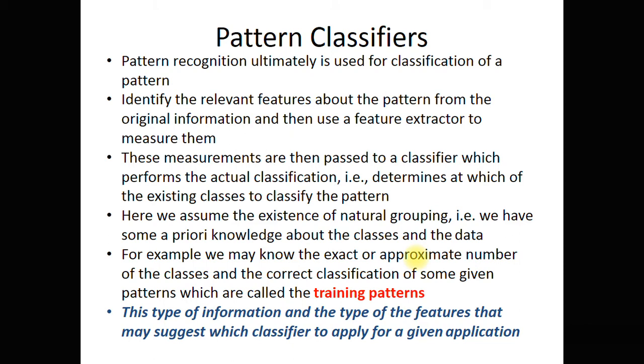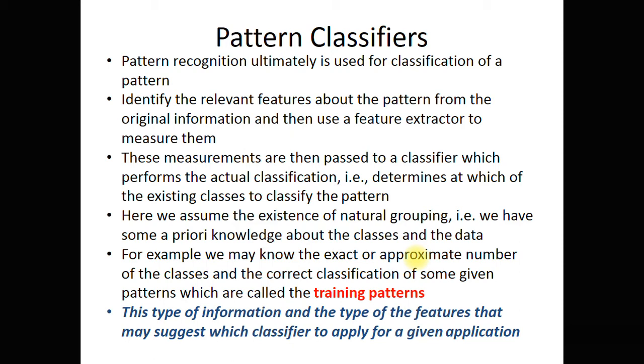So pattern recognition is used for classification of a pattern. I've already told you that a neural network can have different applications. One of the applications is pattern classification, and when you actually classify the patterns, you tend to recognize it, identify the relevant features about the pattern from original information, and then use a feature extractor. So we actually do not use the patterns as they are, we try to extract the features. We've already seen what are the features and what exactly is the concept of feature space in the previous lectures.